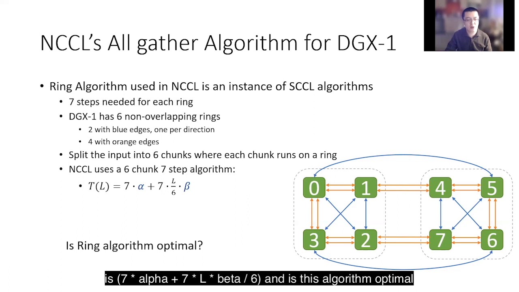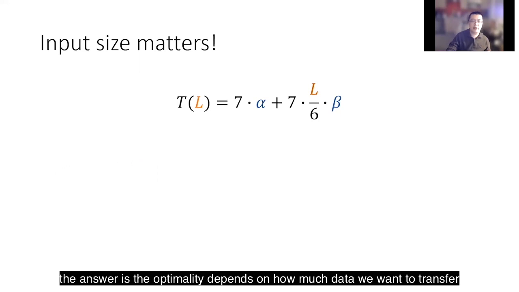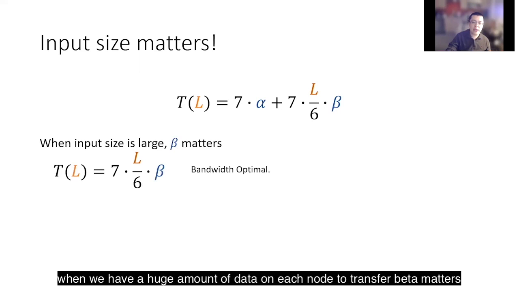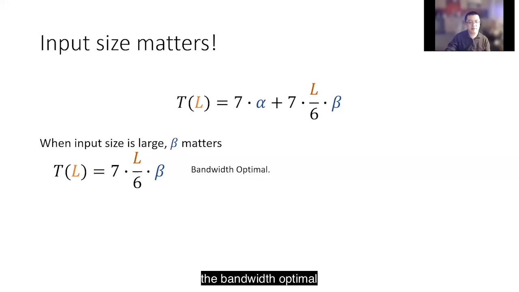And is this algorithm optimal? The answer is, the optimality depends on how much data we want to transfer. When we have a huge amount of data on each node to transfer, beta matters. Our cost model simplifies to 7/6 L beta. We proved its optimality in the paper. When the input size is large, 6 chunk 7 step is the fastest algorithm we can get on DGX1. We call the optimality where the input size is large the bandwidth optimal.